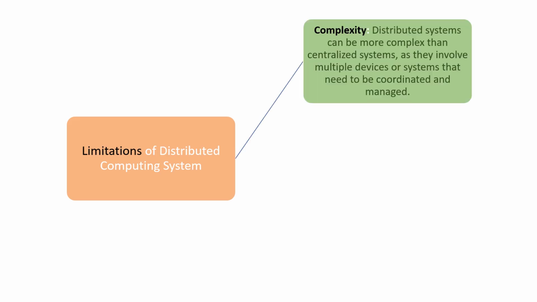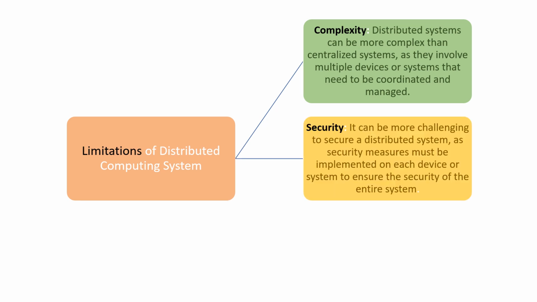And besides the advantages, there are some limitations of this distributed computing system. Such limitations are complexity, where they are more complex than the centralized systems as they involve multiple devices or systems that need to be coordinated and managed. So this coordination is the problem with this distributed system, whereas in the client server architecture, which deals with the centralized system, the coordination or management is easier than this distributed computing system.